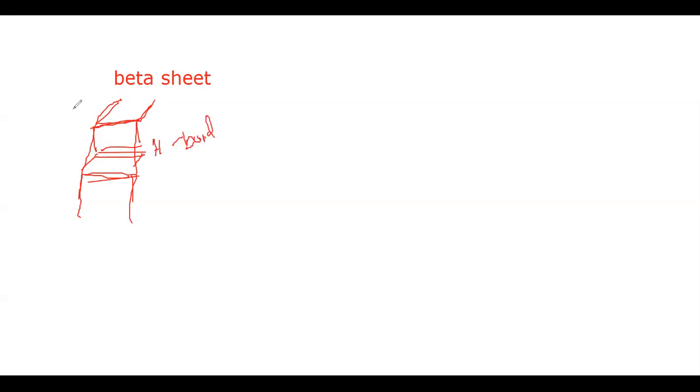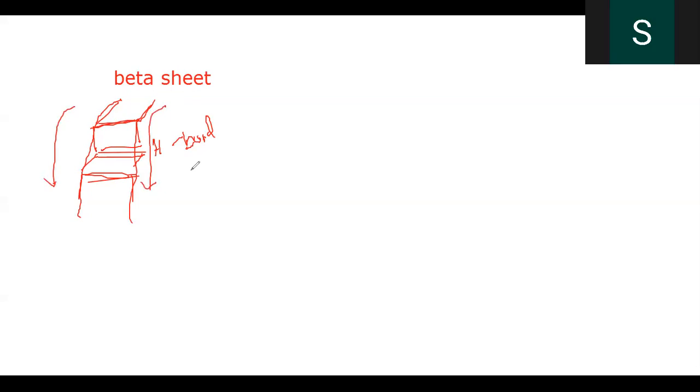Now, as with the alpha helix, if it goes in the same direction, then it is parallel. Then it is a parallel beta sheet. And if they run opposite to each other, that means if one goes in this direction and the other goes in this direction, then it is the anti-parallel beta sheet. Fine.